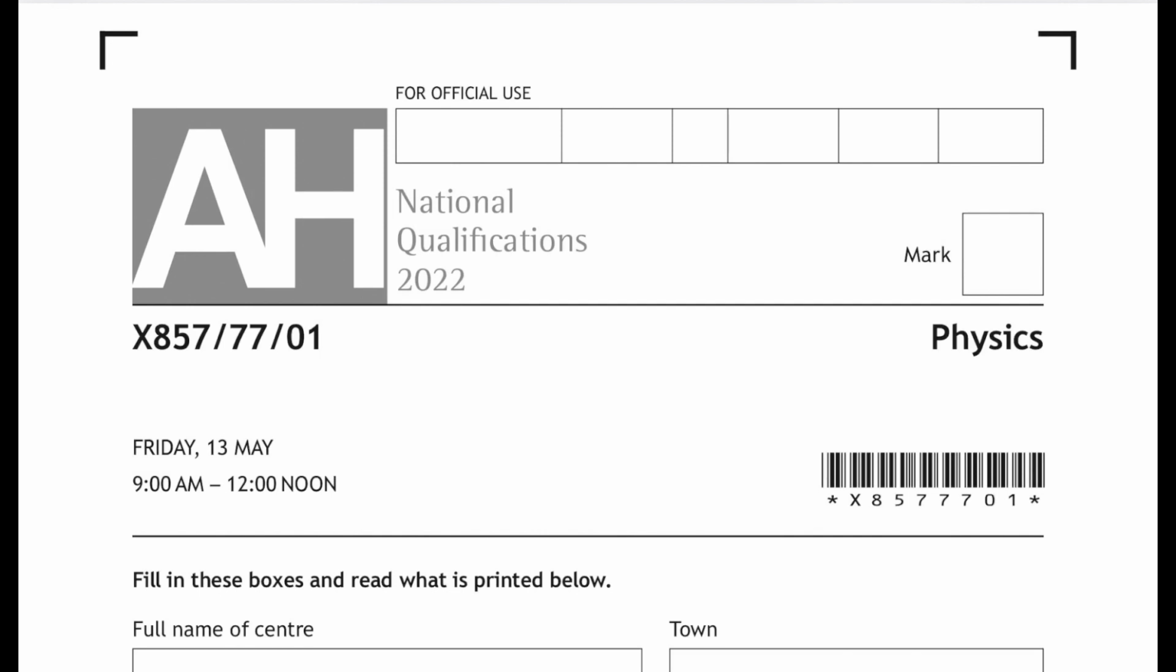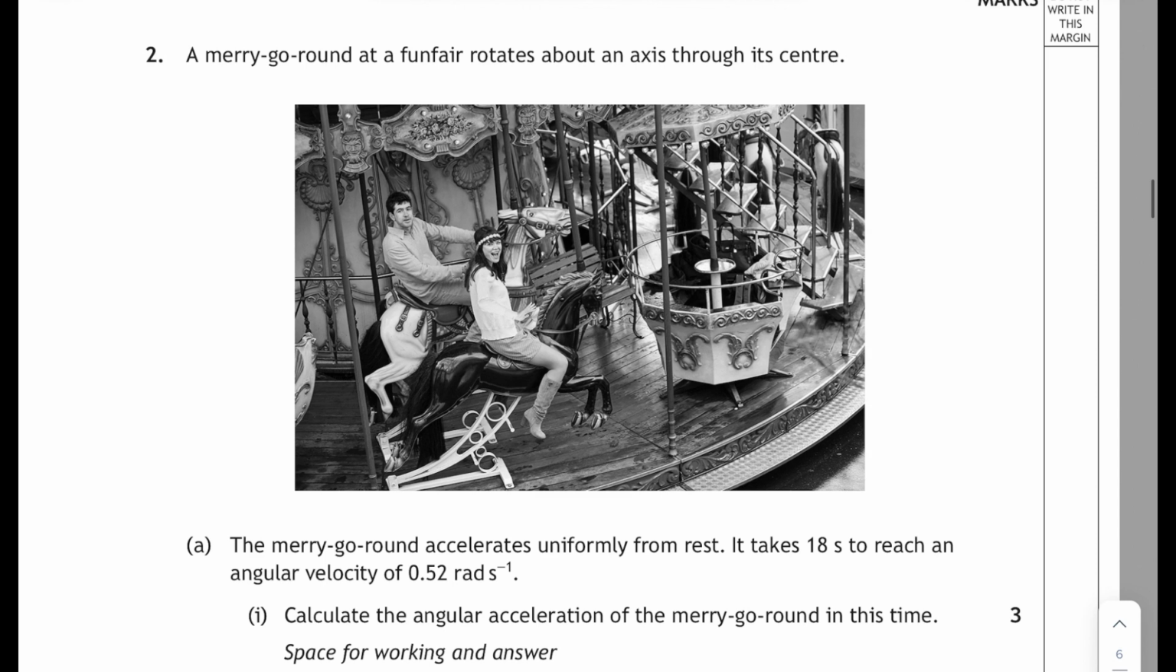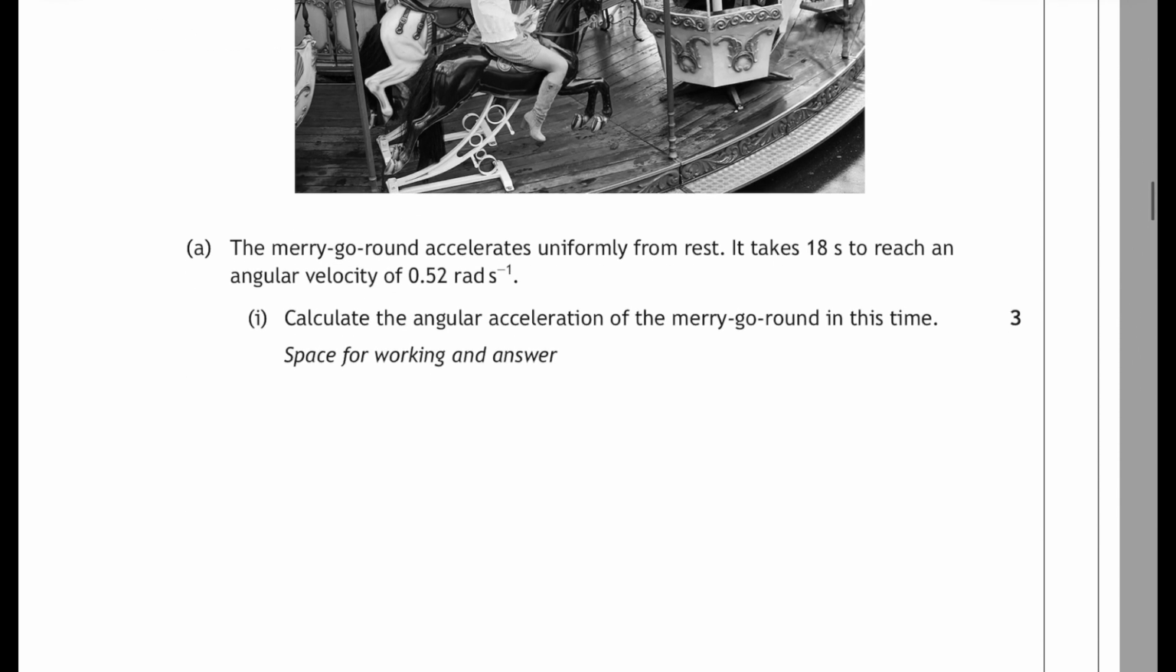Okay, let's have a look at another angular motion question, and this time it's the 2022 paper. A very different question. Again, we've still got motion. This time it's in a horizontal circle. It's about a merry-go-round at a fun fair, and the merry-go-round is accelerating uniformly from rest, and it takes 18 seconds to reach an angular velocity of 0.52 radians per second, and we have to calculate the angular acceleration.